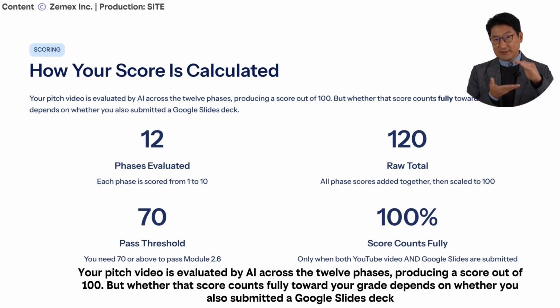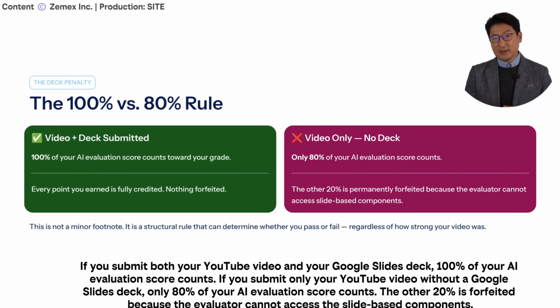Your pitch video is evaluated by AI across the 12 phases, producing a score out of 100. But whether that score counts fully toward your grade depends on whether you also submitted a Google Slides deck. If you submit both your YouTube video and your Google Slides deck, 100 percent of your AI evaluation score counts. If you submit only your YouTube video without a Google Slides deck, only 80 percent of your AI evaluation score counts. The other 20 percent is forfeited because the evaluator cannot access the slide-based components.